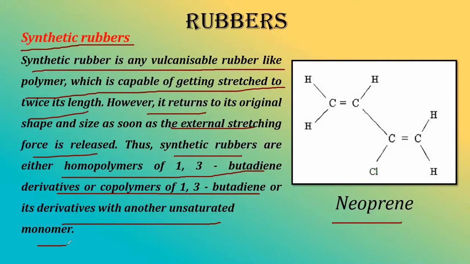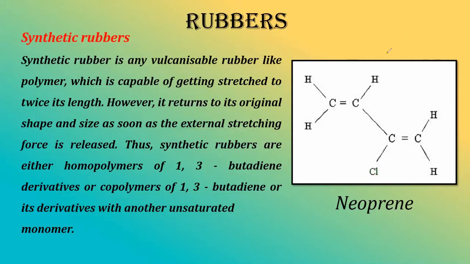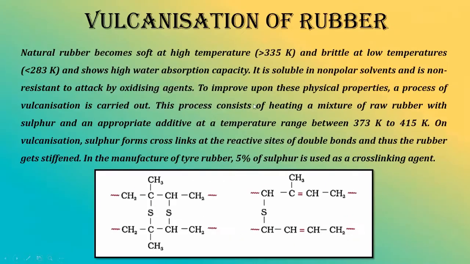Okay, so this is the main thing about synthetic rubber and natural rubber, but still we have not ended with rubber because we have something more, I believe, and that more is nothing but vulcanization of rubber. Okay. Now, what is vulcanization of rubber and what is vulcanized rubber? Let us try to find out.